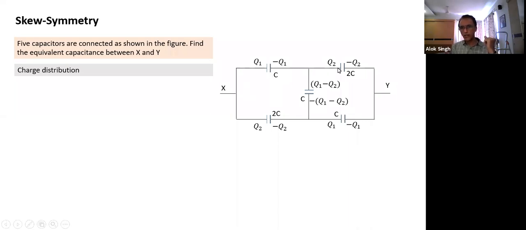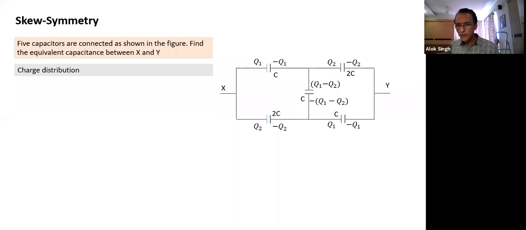Now these 3 plates plus connecting wire form an isolated system, net charge is 0. So this is Q1 minus Q2, and the opposite plate will have the negative of that. Okay, so this is the charge distribution now. We have arrived at the charge distribution in terms of 2 variables, Q1 and Q2.